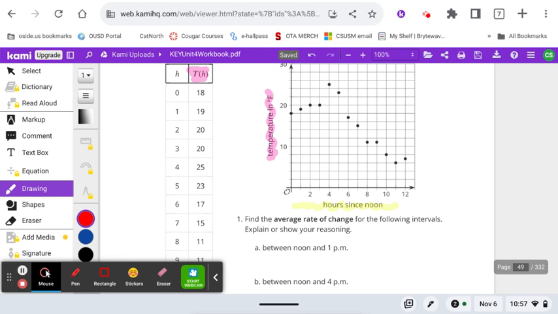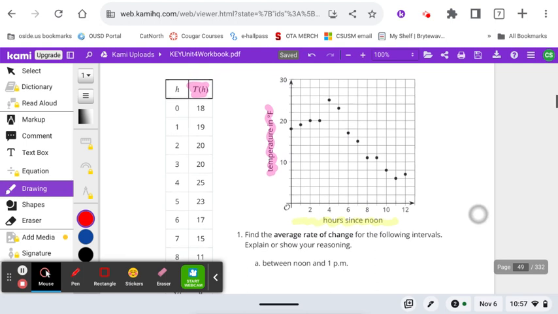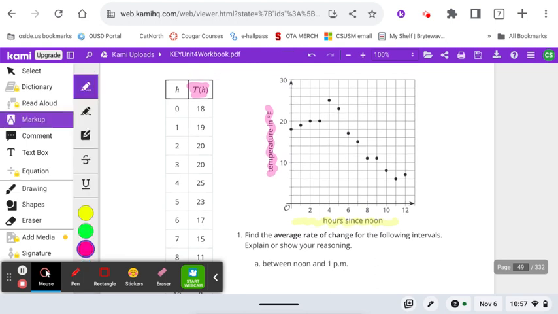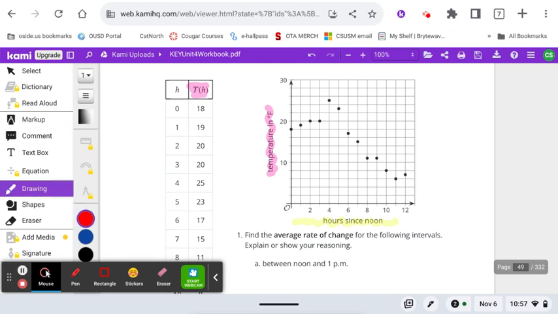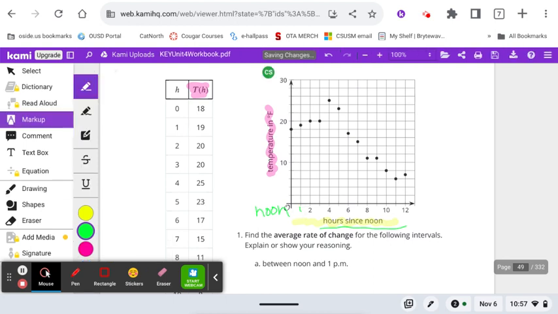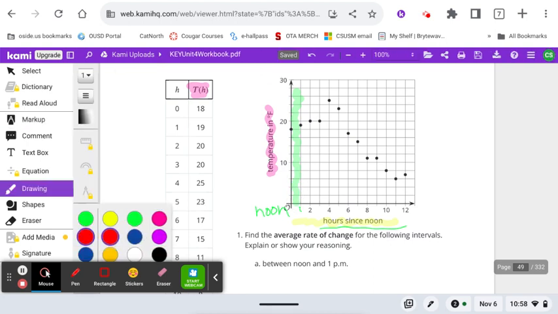So find the average rate of change of the following intervals. When we're looking at an interval, a little section, we're going from noon, which is the starting point here. Our 0 is our time noon, or hours since noon, notice down here. So if we're going from noon at time 0 to 1, we're just looking at this little tiny interval right here, this section from 0 to 1. So what was the change in that small section? Well, it went from here to here.